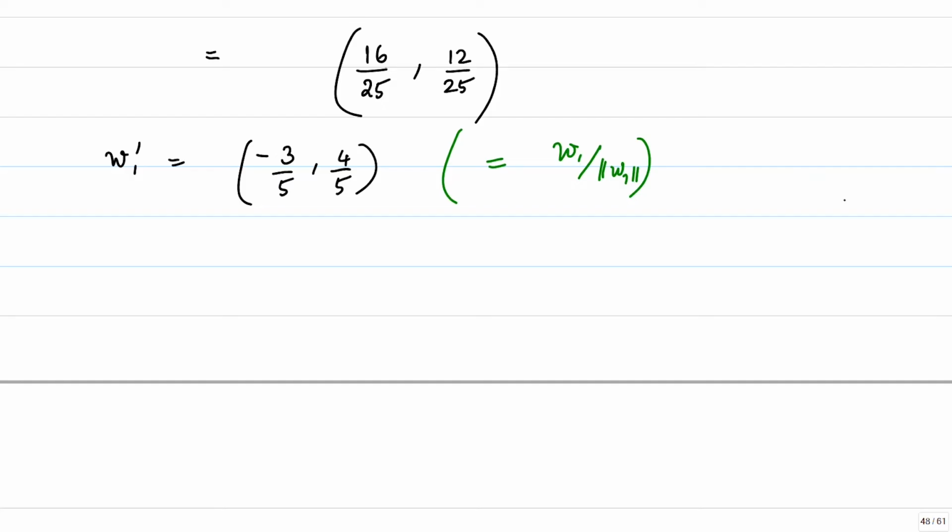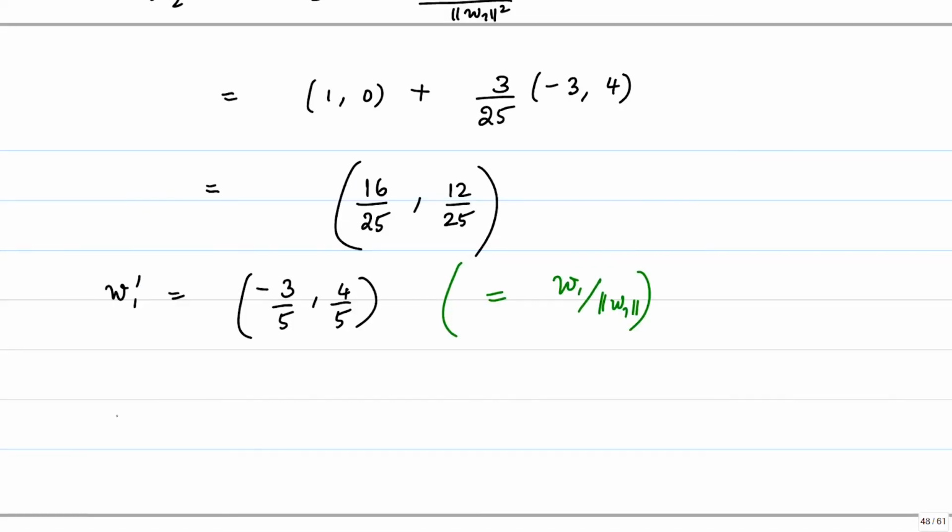20 by 25 is just 20 by 5, which is equal to 4. Okay, so let's next calculate w2 prime, which is w2 divided by the length of w2.